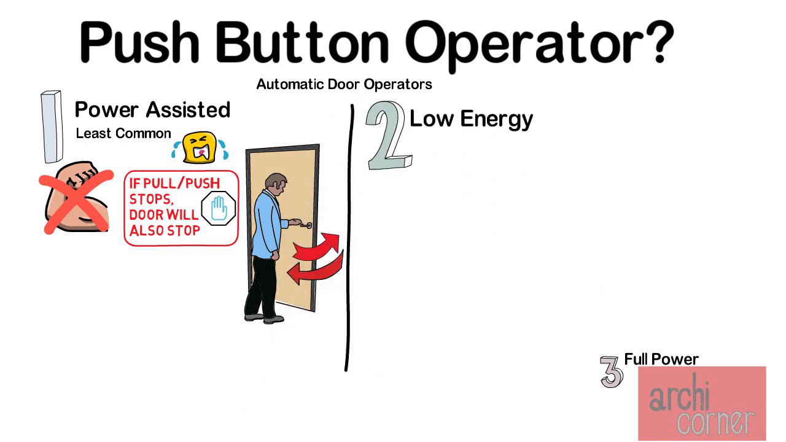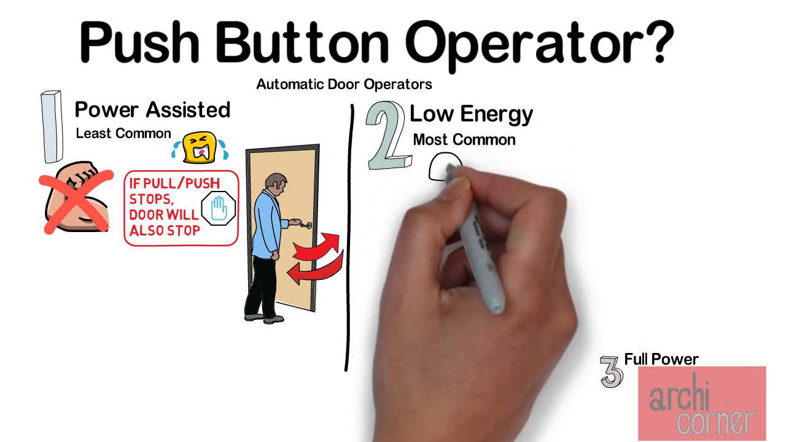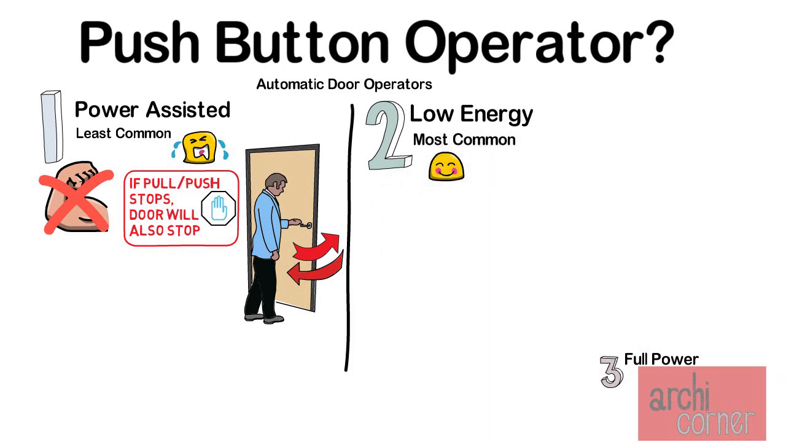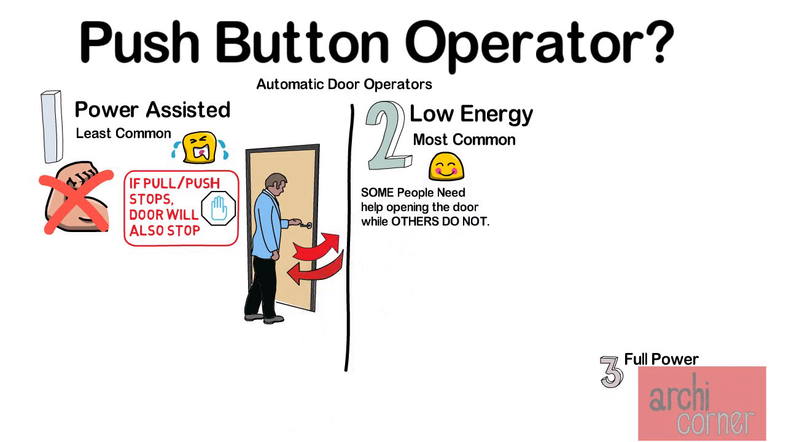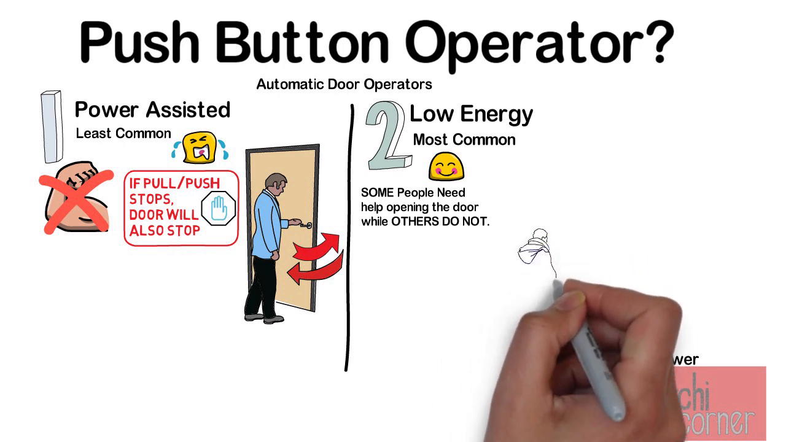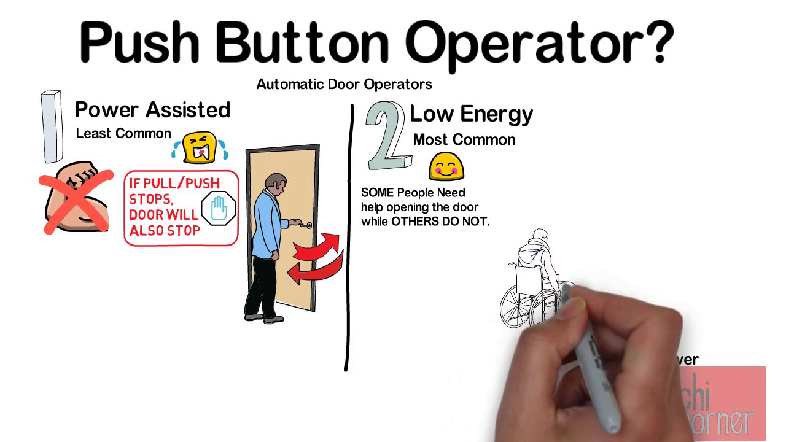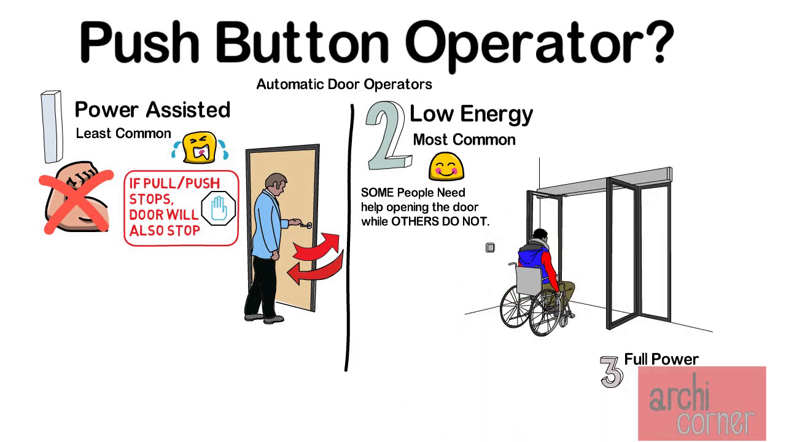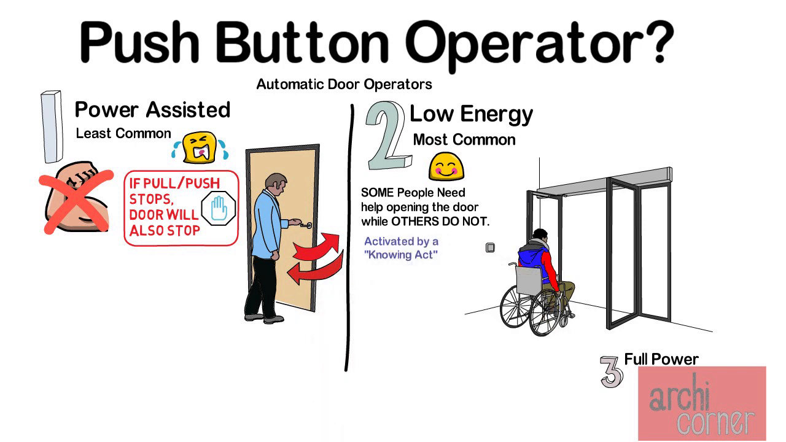The next one is low energy. These may be the most common type of automatic operators used in office buildings and other similar occupancy buildings. These types of automatic operators are often seen in locations where some people may need the help opening the door while others do not. A low-energy automatic door opener, once activated, opens the door automatically without further input, and that's the key. This operator must be activated by a knowing act.